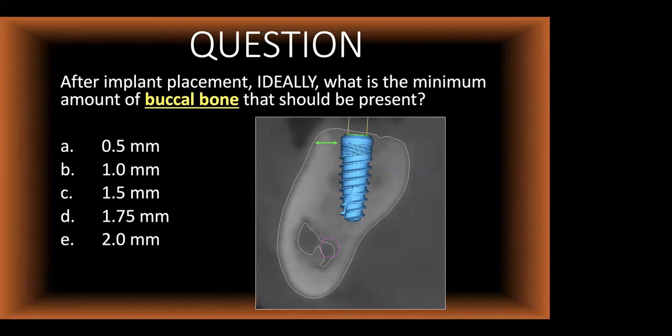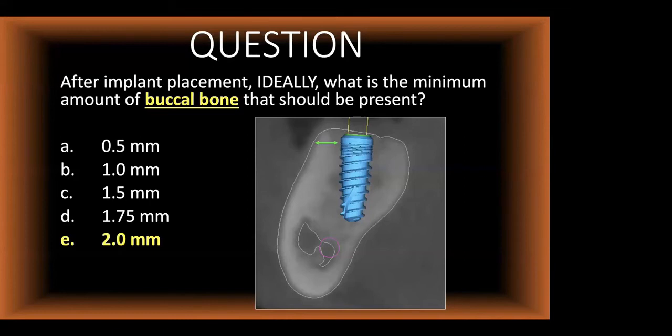So next question, after implant placement, ideally, what is the minimum amount of buccal bone that should be present according to the latest literature? 0.5 millimeters, 1 millimeter, 1.5, 1.75, or 2 millimeters. So this has changed, and the reason why I put this in there, we always taught in the past, first 25 years ago, we taught 1 millimeter. Then it was 1.5 millimeters. Now the latest literature states that you need about 2 millimeters of facial bone.